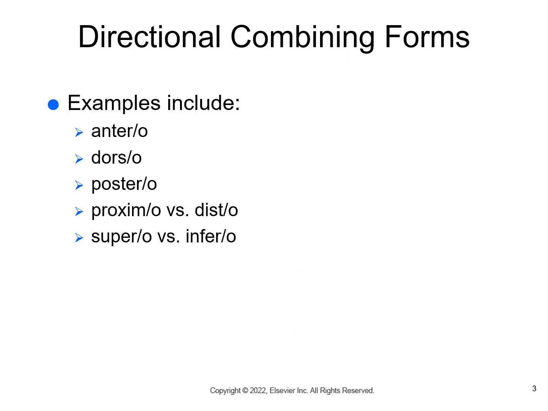There's a lot of terminology in this chapter, but some of the combining forms that we're going to see are antero, meaning toward the front, dorso, meaning toward the back, postero, which also means toward the back, proximo, which means closer to the site of attachment. So if you're looking at the arm, the elbow is proximal to the wrist. It is closer to the shoulder where the arm attaches to the body.